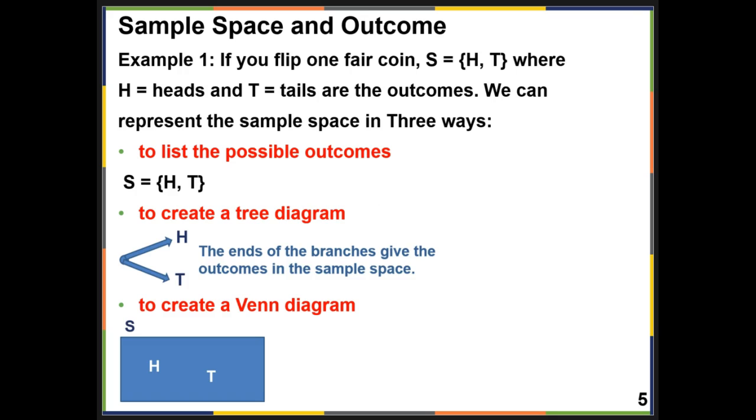Let's take a look at an example. If you flip one fair coin, where H is heads and T is tails are the outcomes, we can represent the sample space in three ways. So you can list the outcomes. You can say sample space equals the outcomes of heads or tails. You can create a tree diagram that looks like this. The ends of the branches give the outcomes in the sample space. Or you can create a Venn diagram.